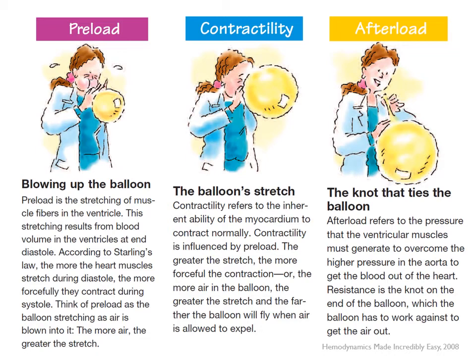Okay? So if you have a very low preload state, such as dehydration, well, you're going to have less blood coming to the right side of the heart, so less venous return. The right ventricle isn't going to fill well with blood, and then the right ventricle isn't going to be able to pump very much blood into the pulmonary artery because there's a low preload state.